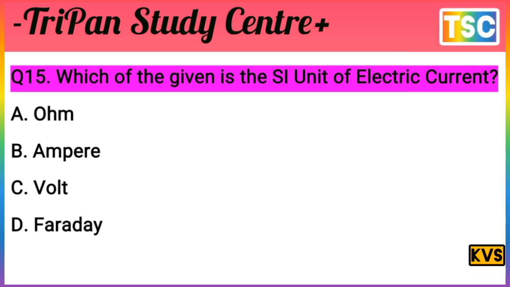Let's see what is the answer for this question. The question is direct and clear. Which of the given is the SI unit of electrical current? What is the SI unit of electrical current? Since the question is direct, the answer is also direct here. The SI unit of electrical current is the ampere. It means option B is correct here, ampere. The ampere is the most important SI unit for electrical current.